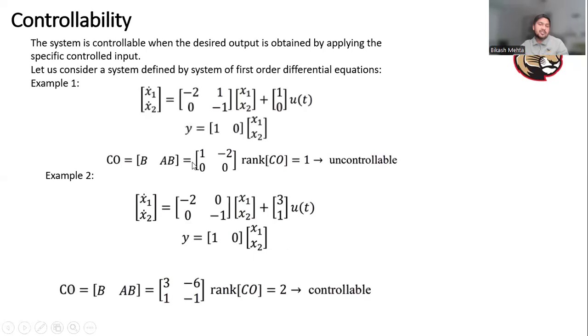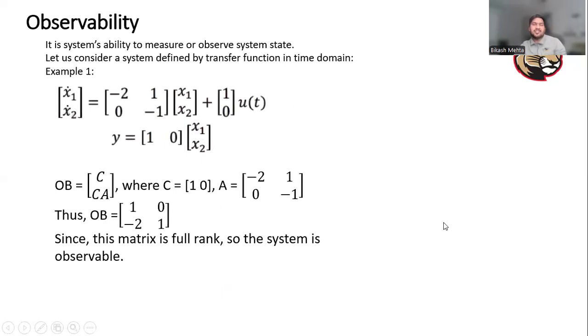For this second example, because I have found this controllability matrix and this matrix is full rank, the system will be controllable. And observability is the system's ability to let us observe the system's measurements, so we can find all those states. For this, similarly, we have to find the observability matrix based on this expression: C, CA, and if it's 3 by 3, then it can go up to C, CA squared, and so on. Because this matrix is full rank, as we can find from here, the system will be observable.